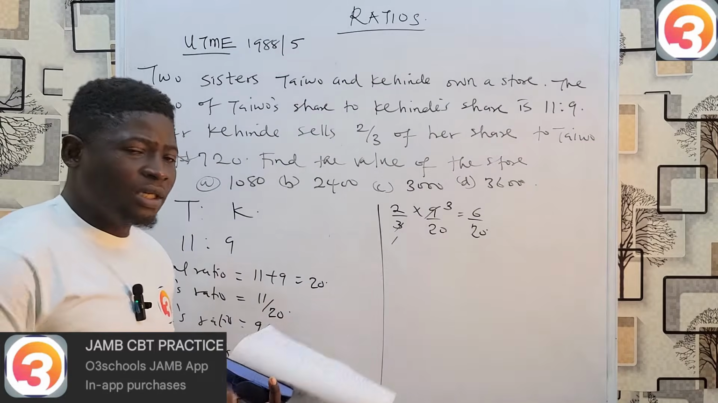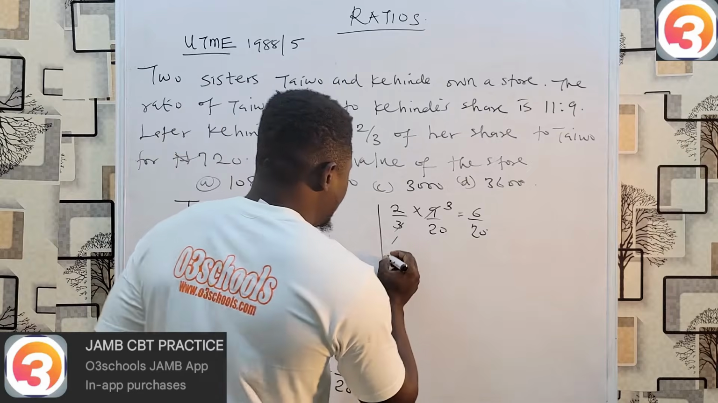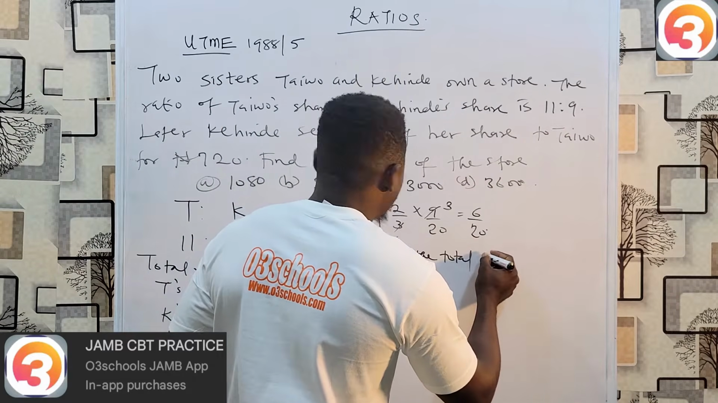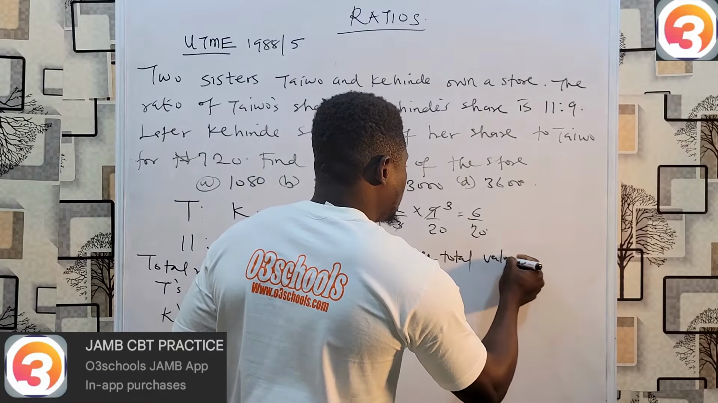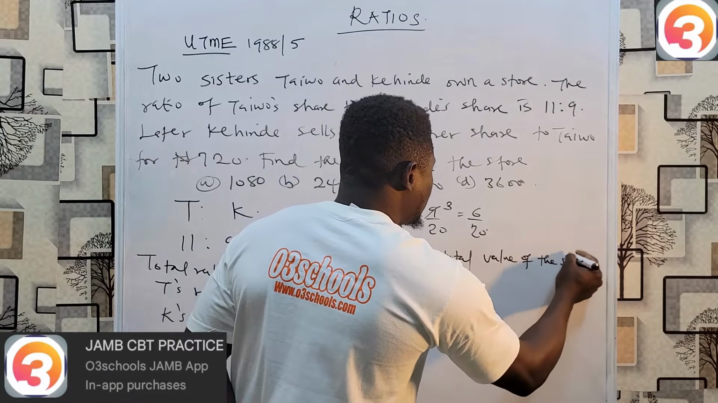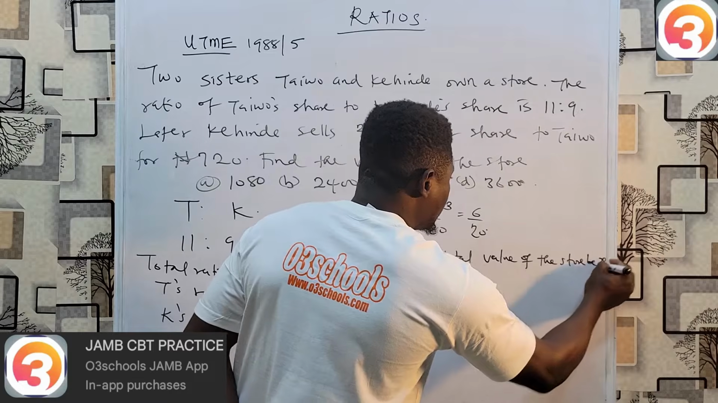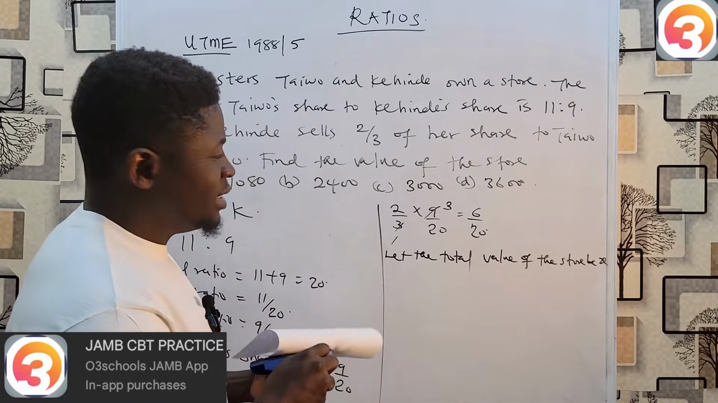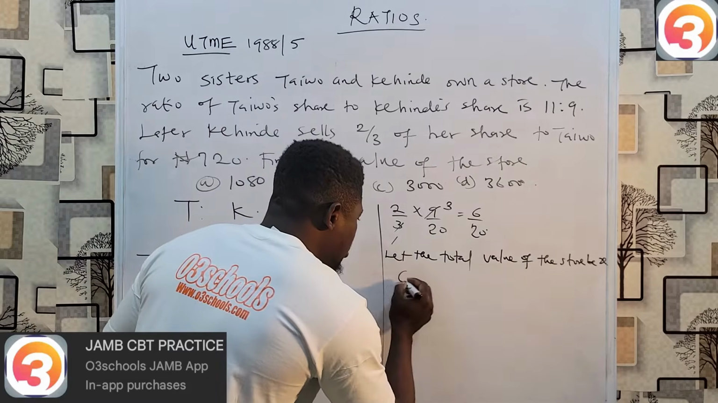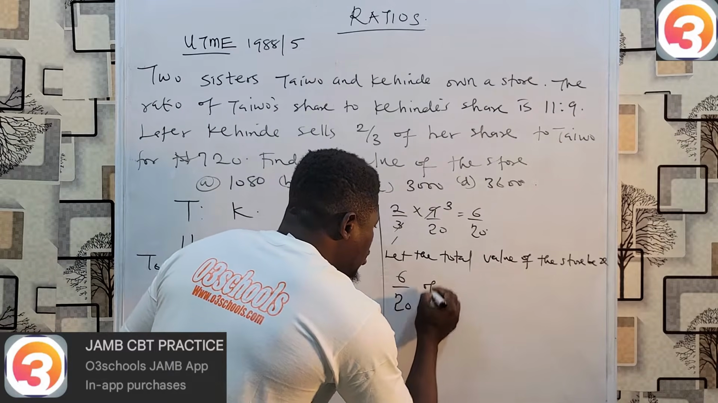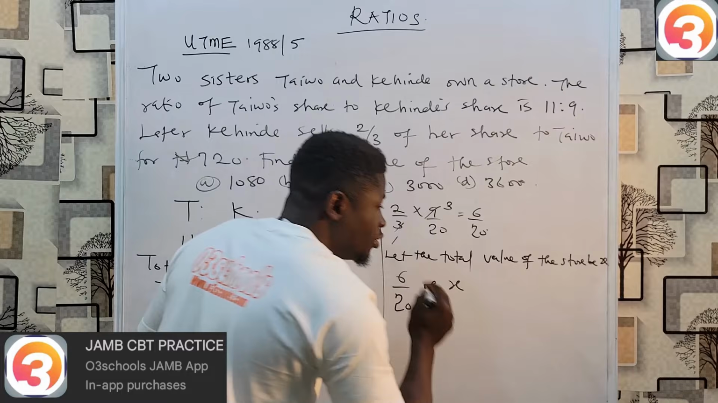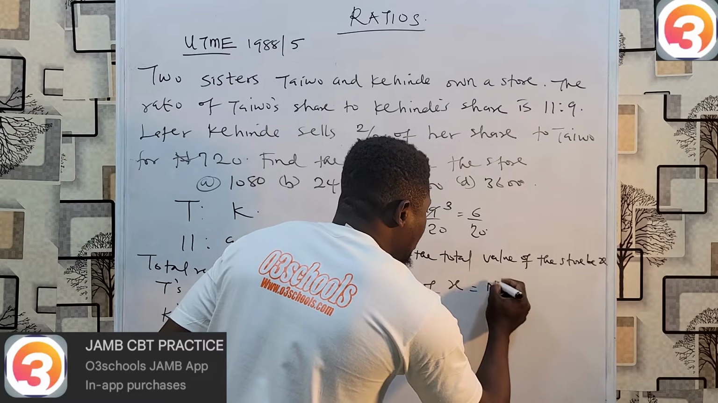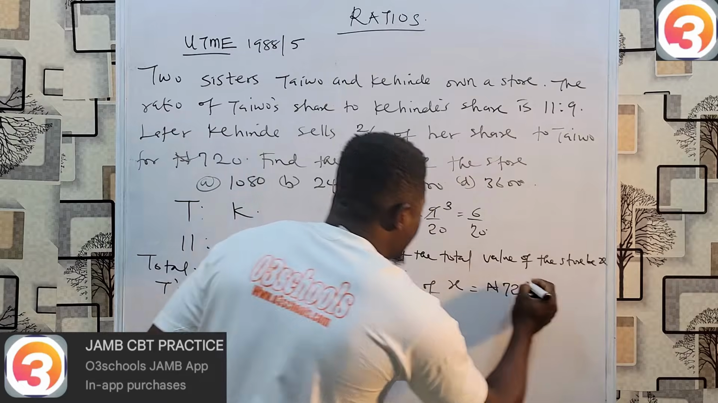Now, we do not know the total cost, the total value of the store, so we have to represent that. Let the total value of the store be X. If the total value of the store is X, this means that 6/20 of X will be equal to 720 naira, which was given here.